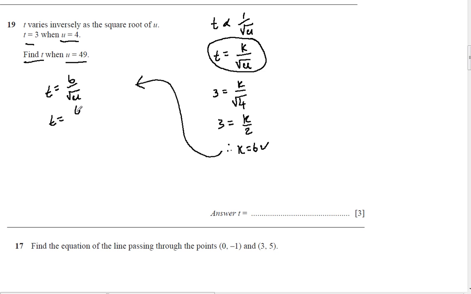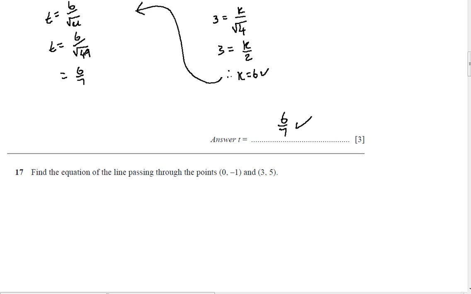So t is equal to 6 over the square root of 49, which is 6 over 7. That is what t is equal to. Okay, next question. So number 17, let's have a look at that.